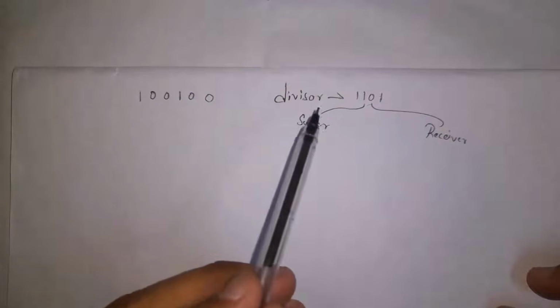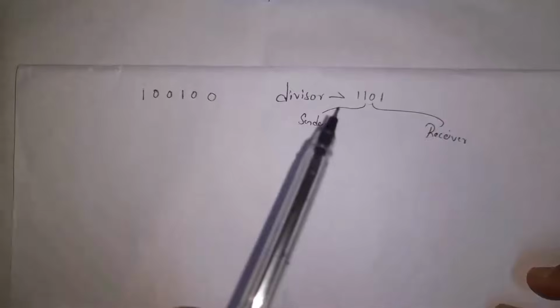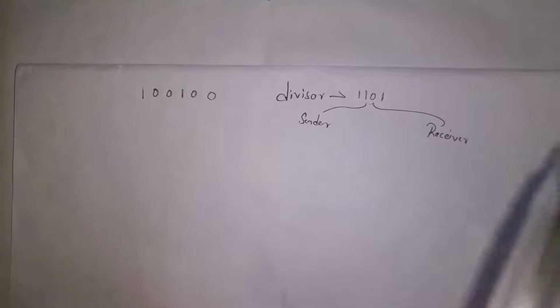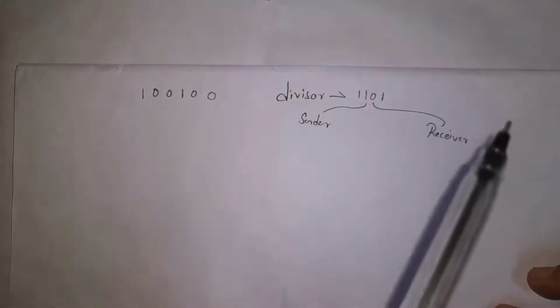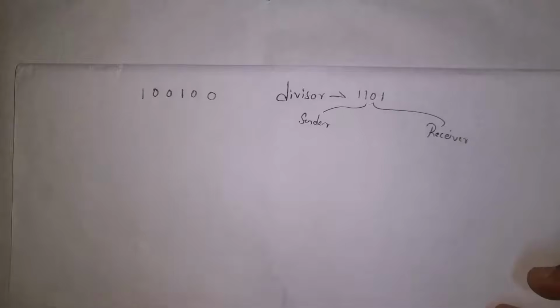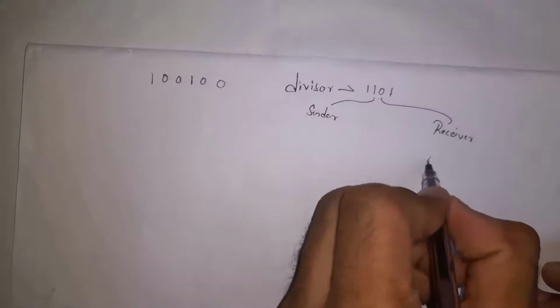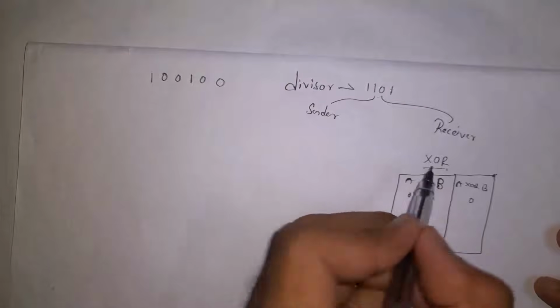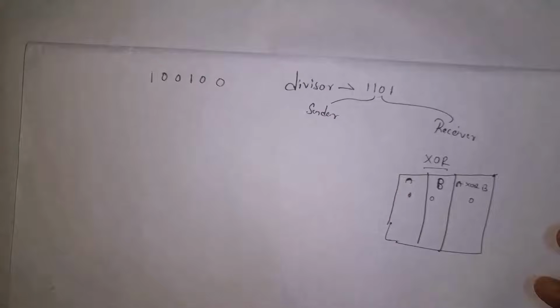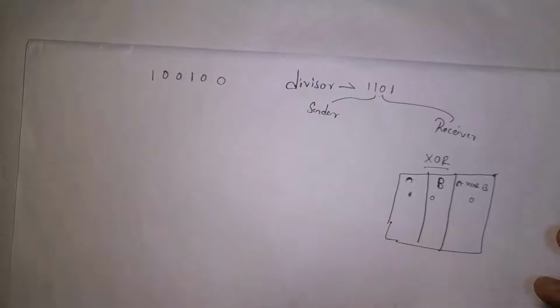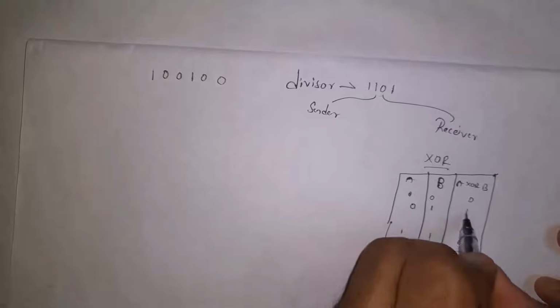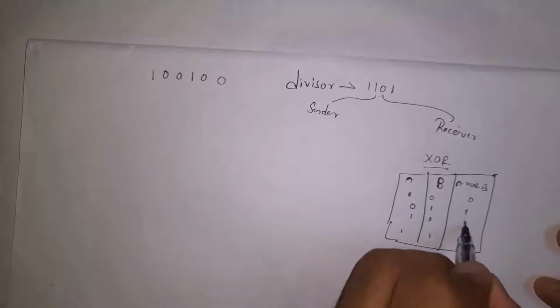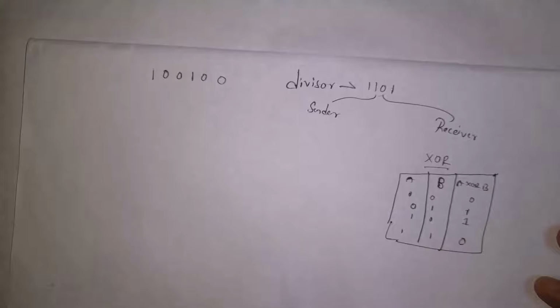Based on this divisor, the sender will calculate the CRC value. CRC is nothing but extra bits added to our data. By using these extra bits, the receiver will identify whether the data contains errors or not. We will calculate CRC based on the XOR table. For XOR operation, if both values are the same, then the result is 0, else the result is 1. So for 0 0, the result is 0, and for 1 1, the result is 0. And for 0 1, the result is 1, and for 1 0, the result is 1. Based on this table, now we need to calculate CRC.